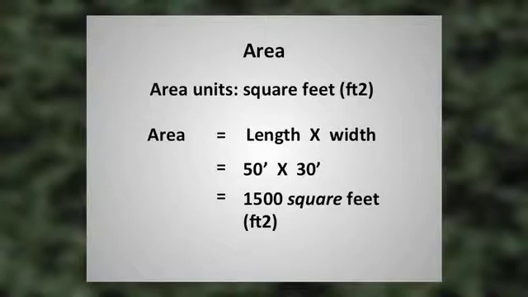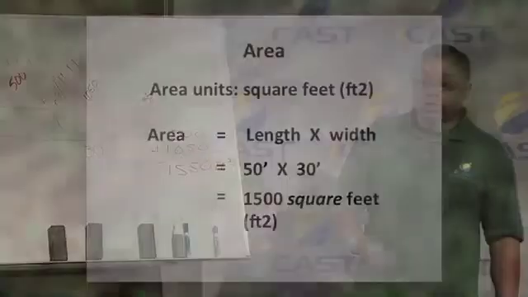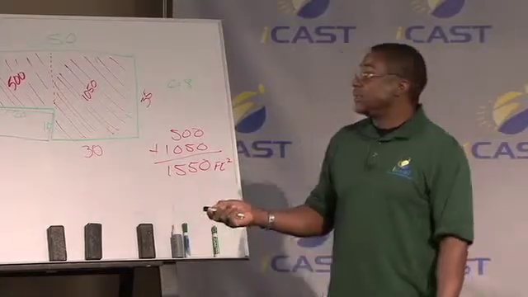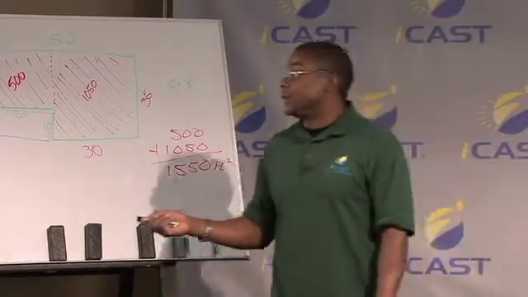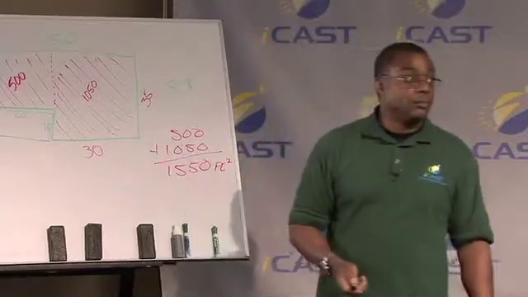Our original calculation, our building 50 by 30. We take 50, multiply it by 30, and you get 1,500, right?